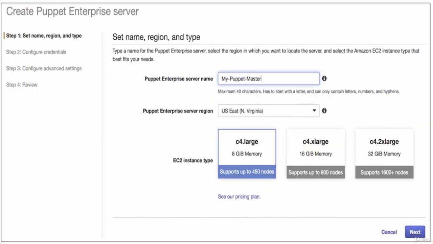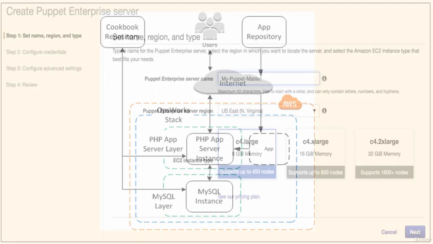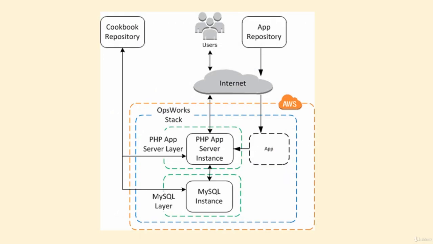You can create a Puppet Enterprise solution by setting up the name, region, and type. Then you have to configure the credentials. You have to choose from the EC2 instance types. It could be small, large, extra large, or very large. You can configure advanced settings as well. And after you are done, you have to choose to review or submit.